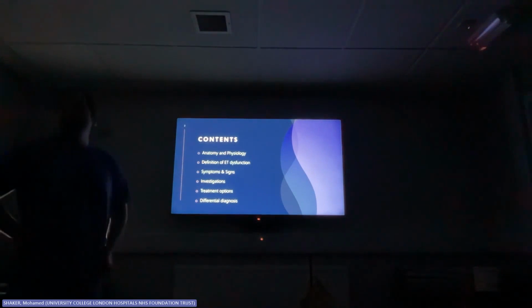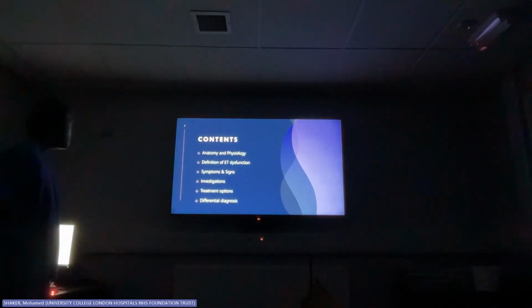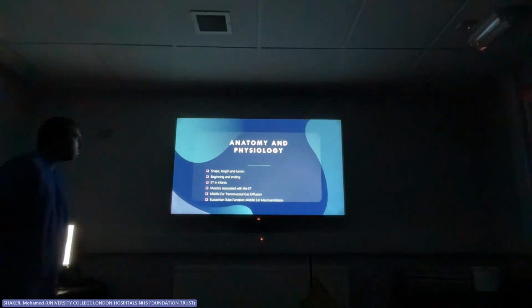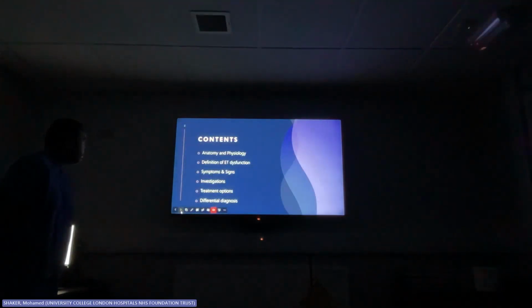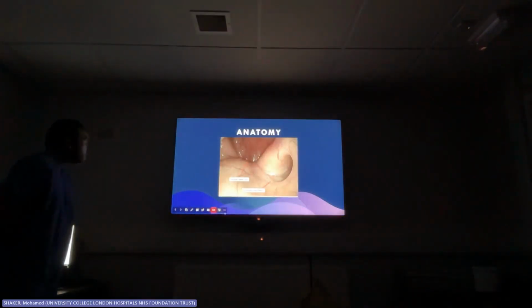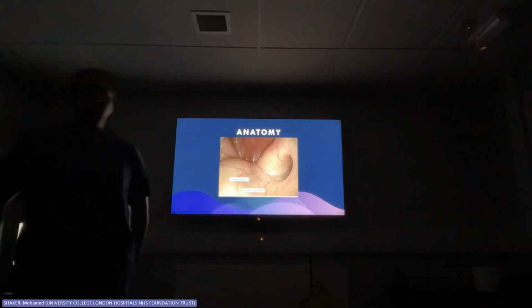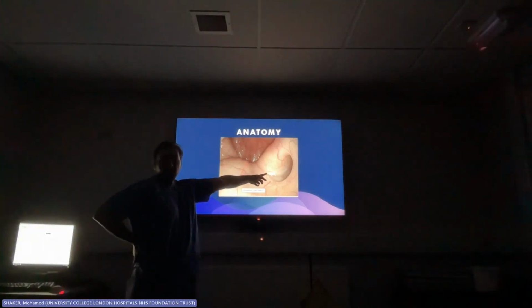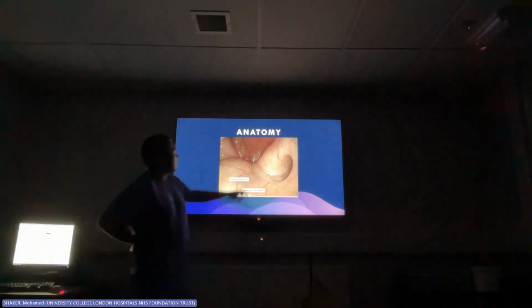Anyway, anatomy and physiology of the Eustachian tube. That's what we're going to be talking about: definition of Eustachian tube dysfunction, symptoms and signs, how you can diagnose it, treatment, and finally differential diagnosis. So, quick picture about the anatomy. We all know the anatomy. I'll have to crack on because we don't have much time. Which side is this one? Left. That's a left Eustachian tube.